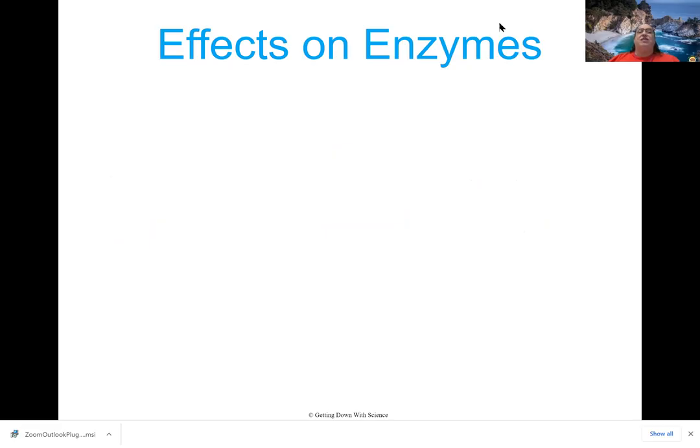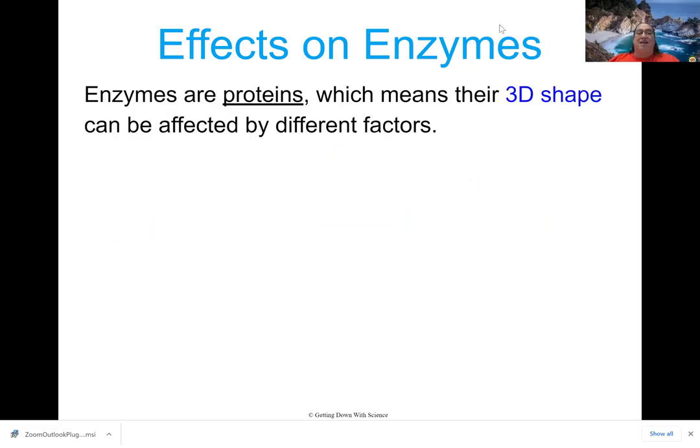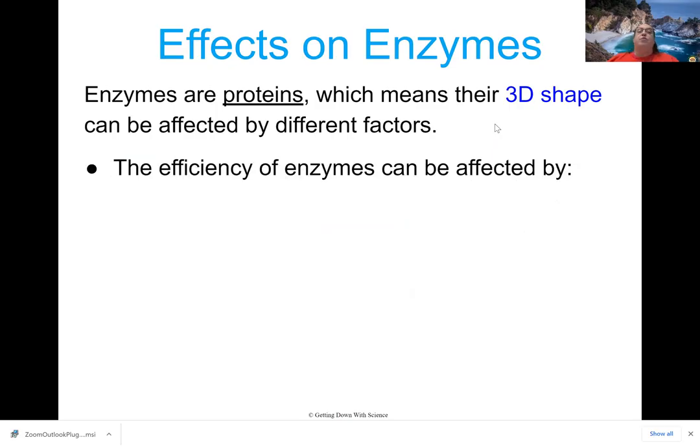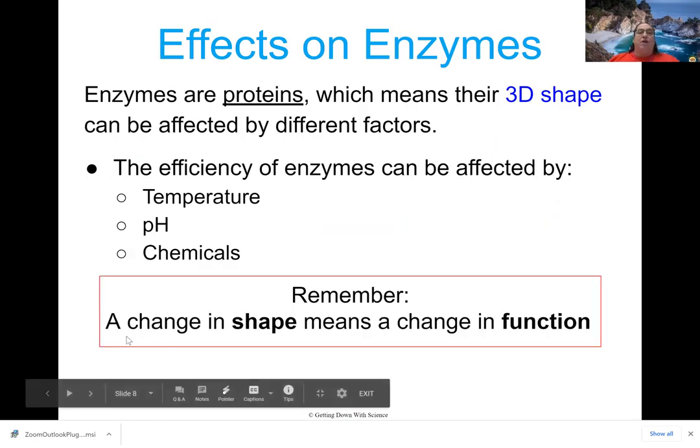So then that takes us to the idea of the effects on enzymes. So we know that enzymes are proteins, which means that their three-dimensional shape can be affected by different factors. And if we change the shape, we change the function. So they may not work correctly if we change their shape. So the efficiency of enzymes can be affected by temperature, by pH, by other chemicals. Remember, a change in shape means a change in function.